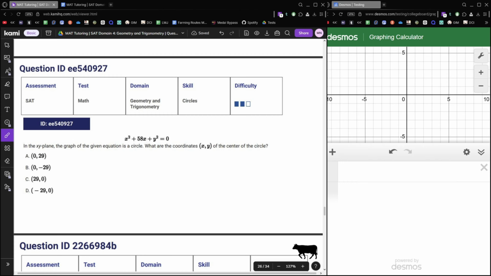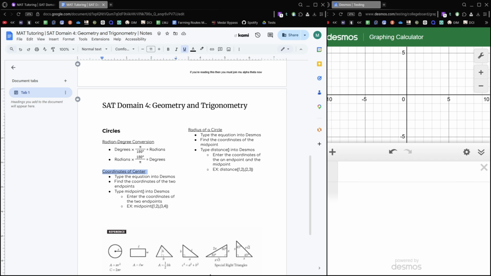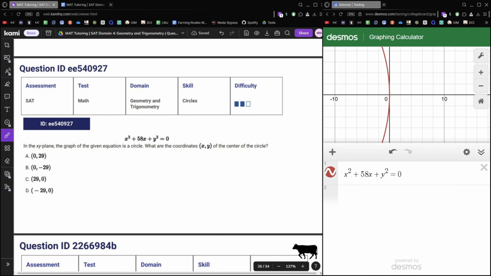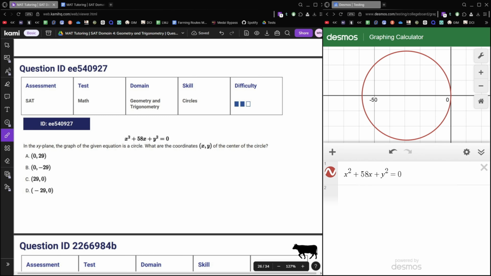Slide number 26. Here they give us an equation of a circle and they want us to find the coordinates of the center of the circle. If we take a look at our notes, coordinates of the center, the first thing we want to do is plug that equation into Desmos. Now when you type this, you want to type it exactly as it is, including the equal 0 in the same line. And here is our beautiful circle.